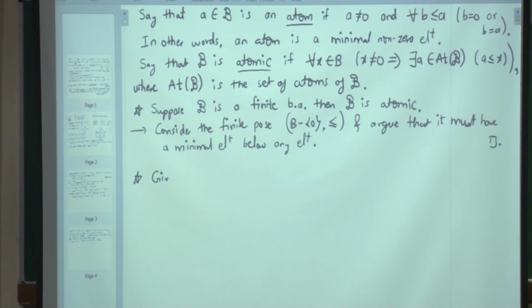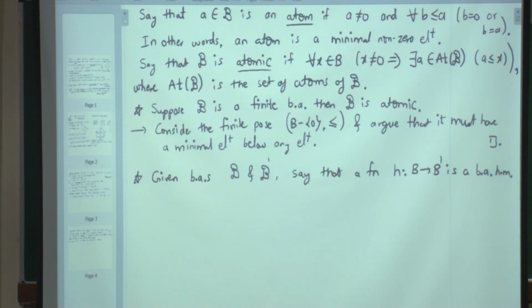So given Boolean algebras B and B prime, say that a function h from B to B prime is a Boolean algebra homomorphism, BAHM, if, tell me what should I write? All of you know the definitions. What should h preserve? Join, meet, complement, 0 and 1.